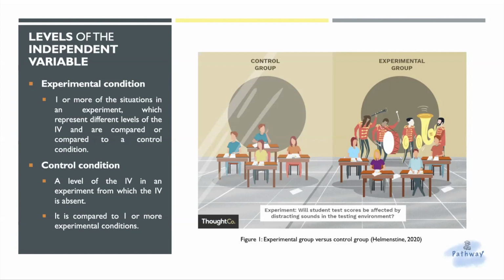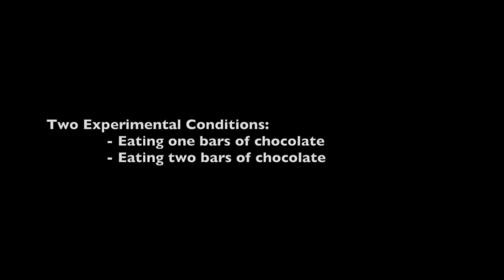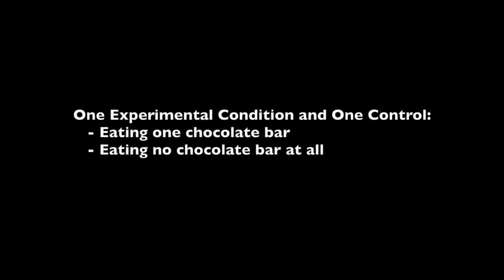For example, in a comparison of the effect of eating chocolate on paying attention, we might compare the effect of eating one bar or two bars of chocolate, which is two experimental conditions, or the effect of eating one bar or no chocolate bar at all. One experimental condition and the other one is control.